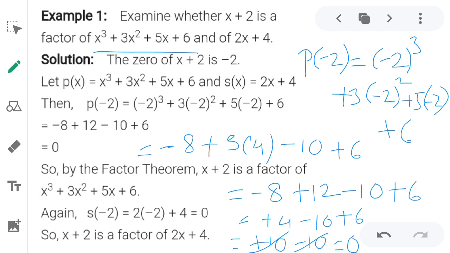Now let us check the other example, which is also given in the same problem. That is, we have to check whether x plus 2 is a factor of 2x plus 4.